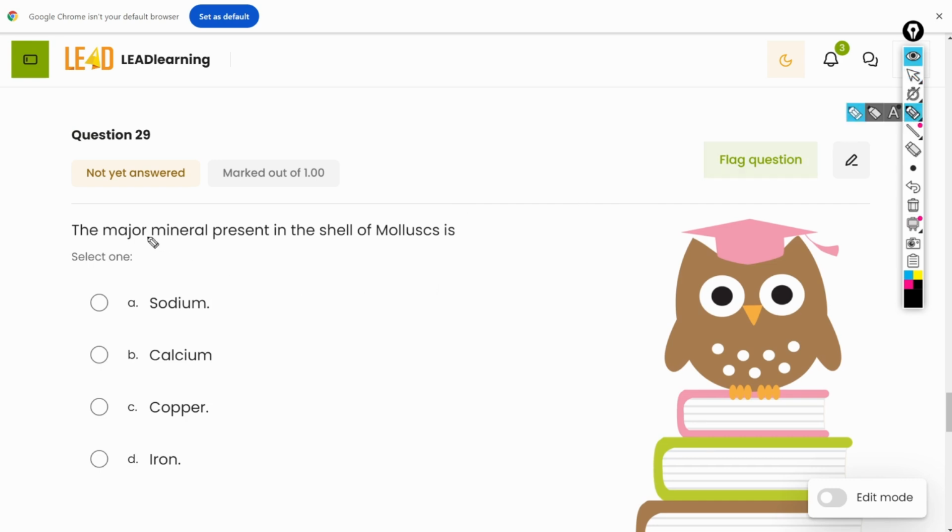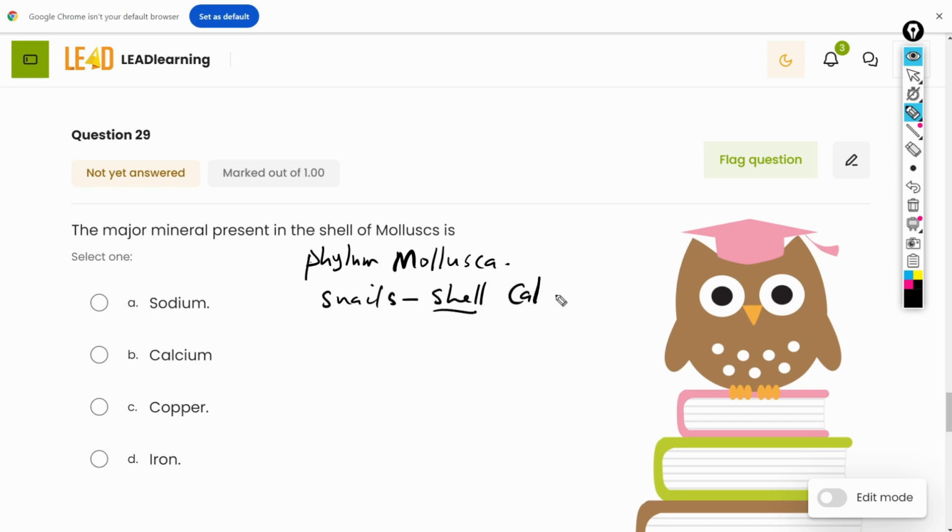Question 29. The major mineral present in the shell of mollusk. Now, the group of organisms called the mollusk, or members of the phylum Mollusca, are the snails, of which most of them are shelled, or they have a shell covering where they use it as their home. Now, the major component of this shell is calcium. Calcium compounds form the major component of these shells. So our answer here is calcium.